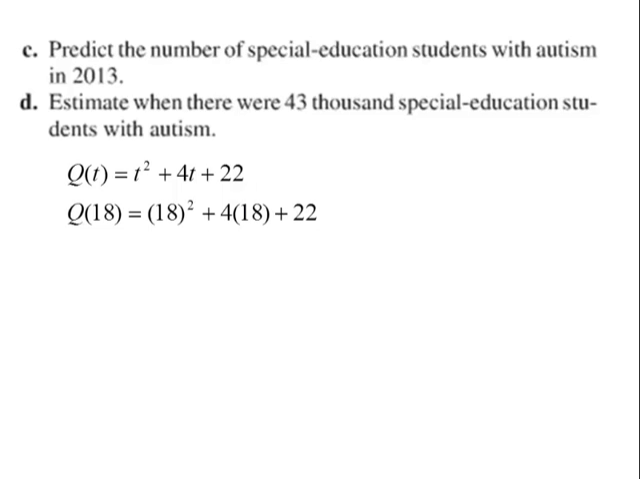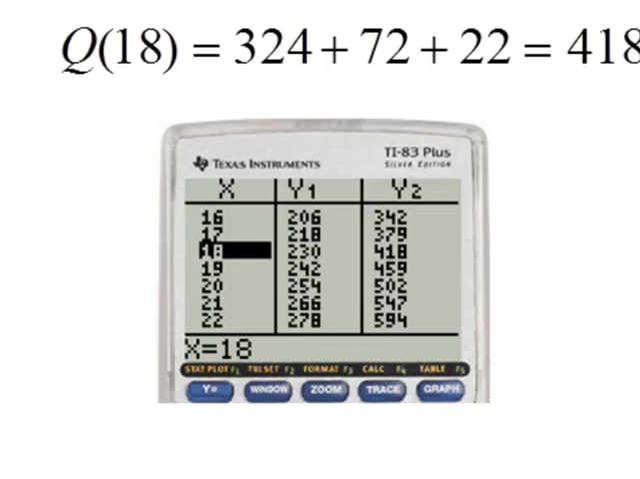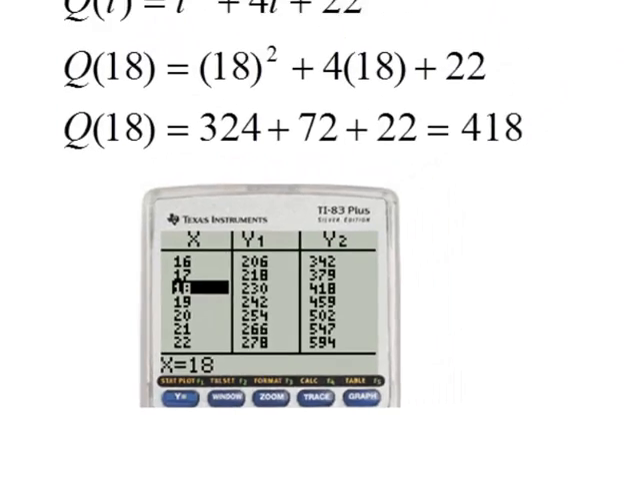C. Predict the number of special education students with autism in the year 2013. We substitute 18 for t, square first, then multiply, then add, and we get 418. To verify this using the graphing calculator, when x is 18, we see that the model is 418. So in terms of this problem, according to the model in 2013, there'll be 418,000 special education students with autism.